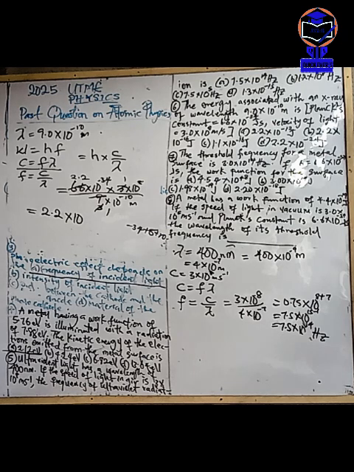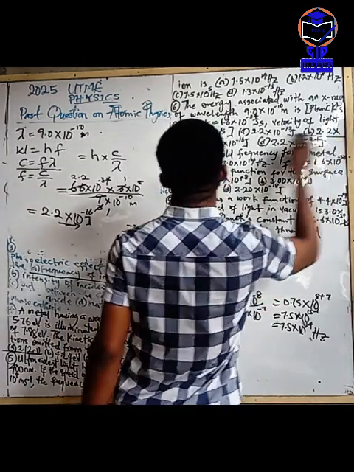Minus 16. Thank you very much. Minus 16 what? Minus 16 joules, right? Energy, joules, thank you. So which option is that? B, right? Thank you very much.